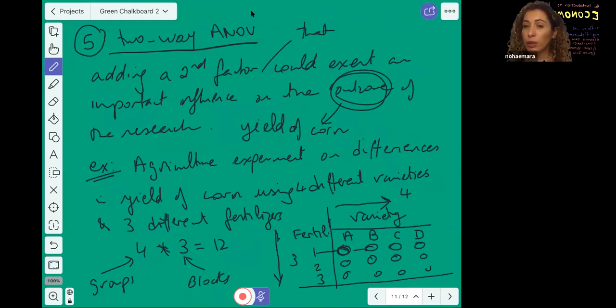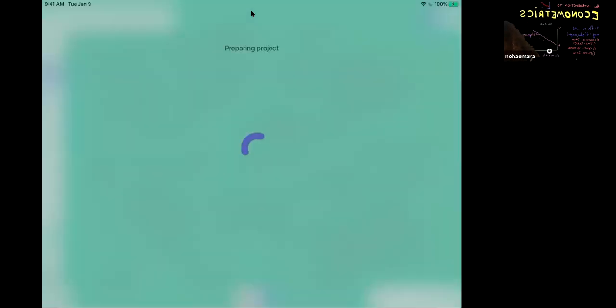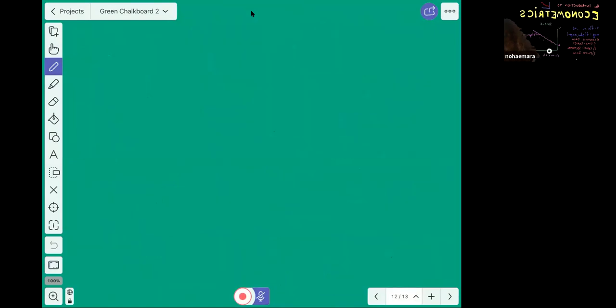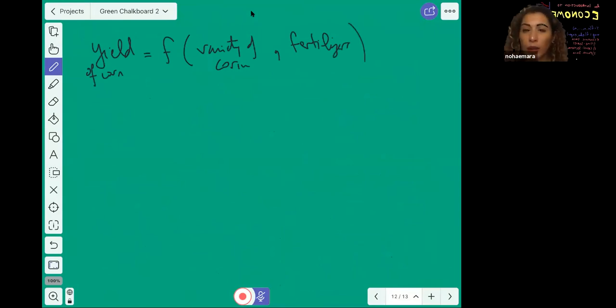Is a specific variety with a specific fertilizer the best? Okay, so I want you to think about it. If you want to think about it in terms of a function, then it would be like this: how the yield is affected by variety of corn, and this is like the yield of corn versus the fertilizers. These are the two factors that we are analyzing here.